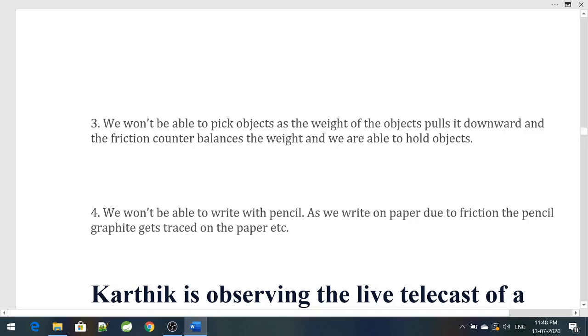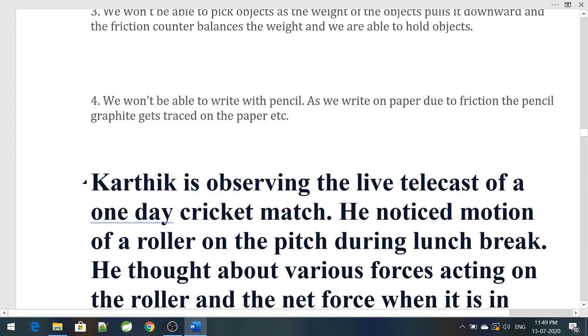We won't be able to write with a pencil, as we write on paper due to friction, the pencil graphite gets traced on the paper, etc.